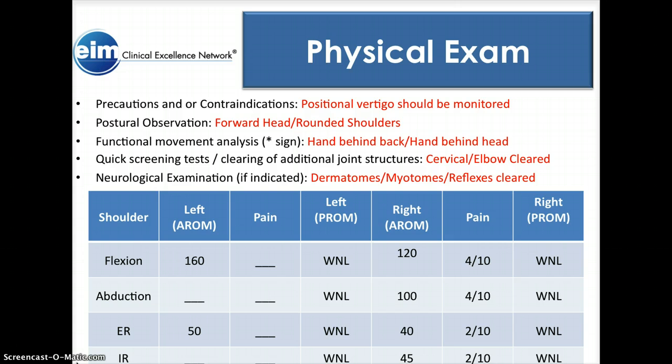Flexion was 160 on the left, which was a little limited. External rotation was 50. Passive range of motion was within normal limits. When looking at the right active range of motion, he was definitely limited with reproduction of those pain markers as well, but the right passive range of motion was actually within normal limits comparatively.